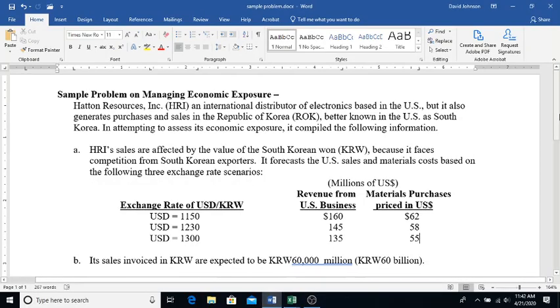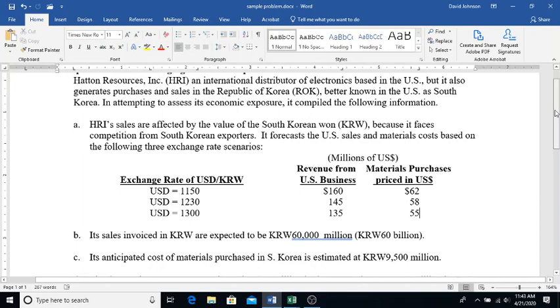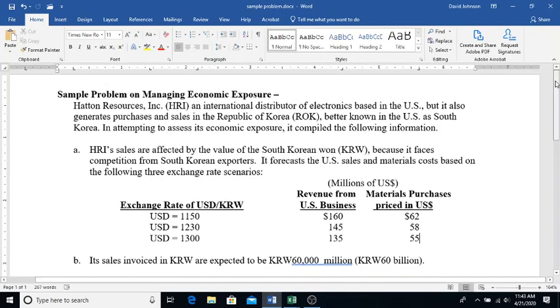Hi everybody, this is a sample problem on managing economic exposure coming out of chapter 12. It's very similar to one of the homework assignments that you have. I made this one up myself, starting with one of those and also with reference to the example that's in your textbook. So without further ado, let's read through this.